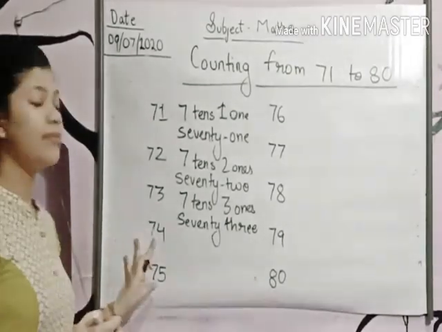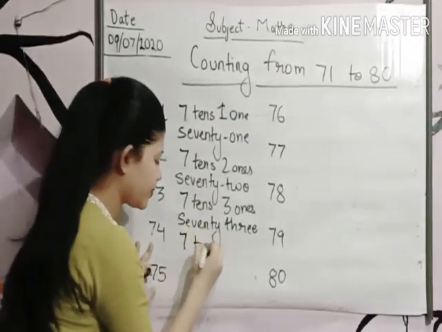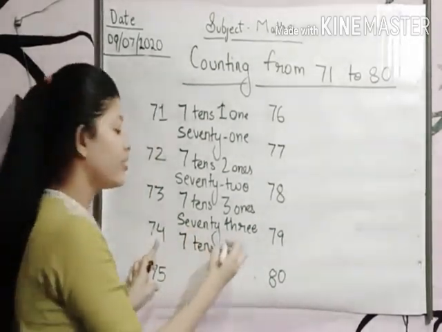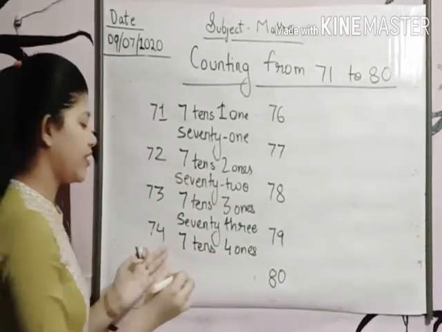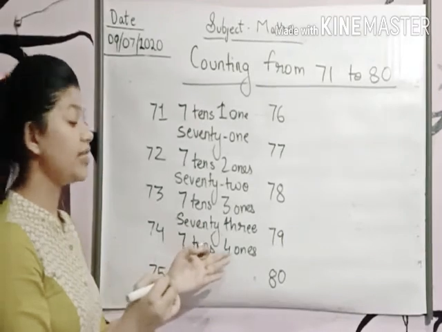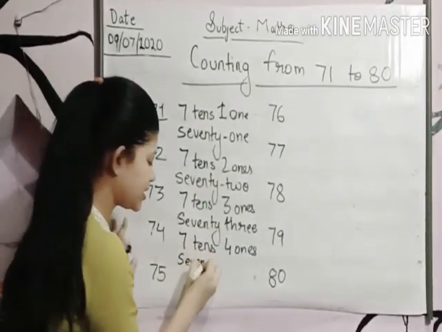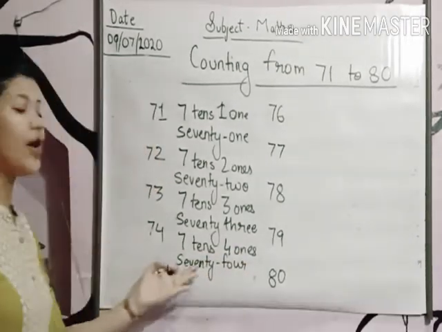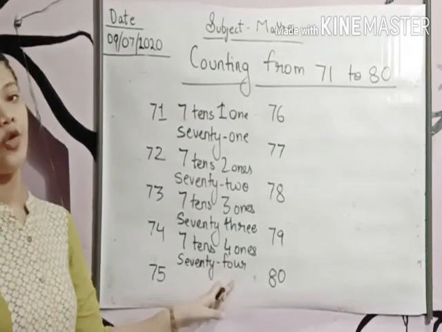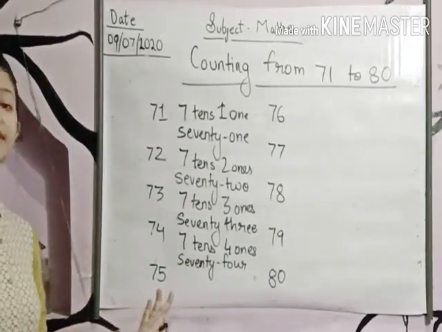Now students, in number 74, 7 means 7 tens and 4 means 4 ones. So 7 tens is equal to 70 and 4 ones is equal to 4. So this will be called 74. Now let's come to the next number, that is 75.